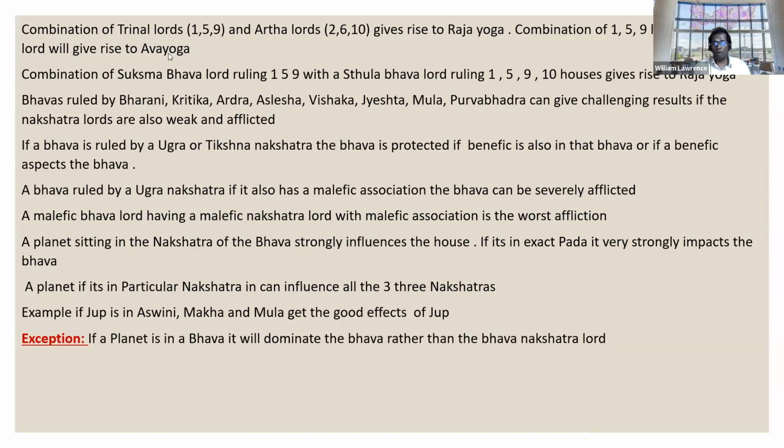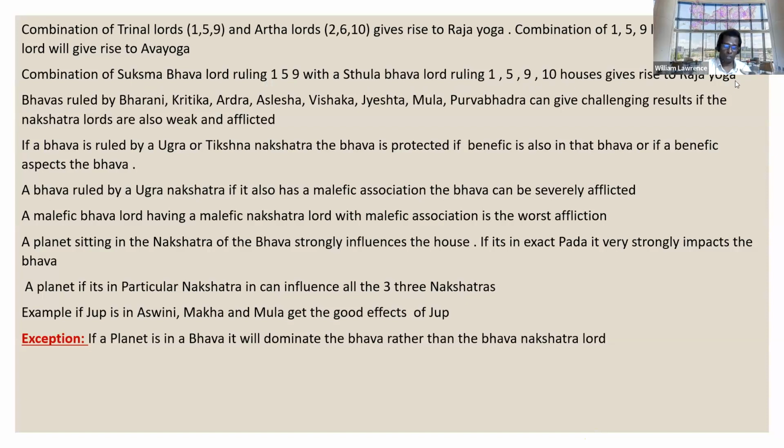Example, let's say for Scorpio Lagna, the Lagna Lord is, let's say, Jupiter. It starts in Vishakha Nakshatra. So Vishakha Nakshatra, all 1, 5, 9 will be ruled by Jupiter. The 4, 8, 12 will be ruled by, let's say, Rahu. So if Jupiter and Rahu conjoin in the horoscope, it will be a combination of 1, 5, 9 lord and 4, 8, 12 nakshatra lords. Okay, so a combination of a Sukshma Lord ruling 1, 5, 9 with the Sthula Bhava 1, 5, 9, 10 houses gives Raja Yoga.